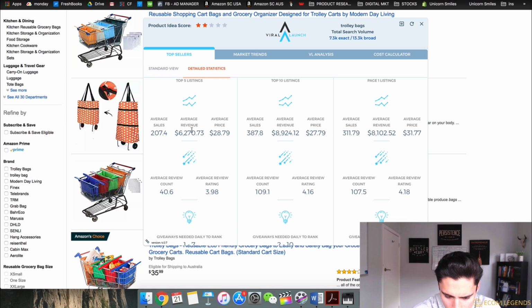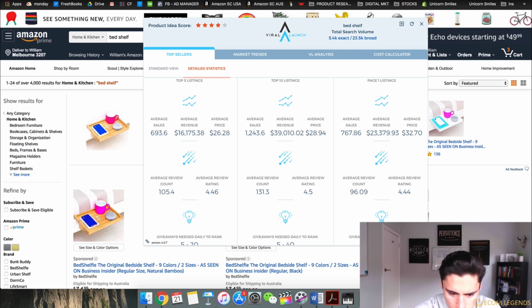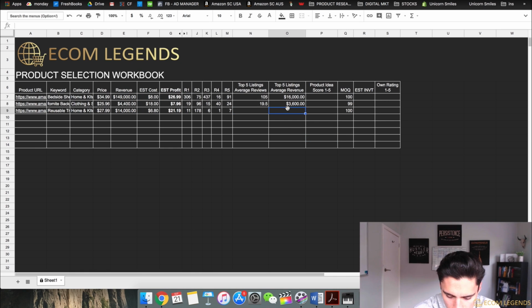So average revenue is 6,200 and average review count is 40. So again, we're able to see that in terms of how much money the market is making as an overall on these ones, we can see that the one that is making the most money is the bedside shelf. And of course, it's got more competition. But like we said, the competition is really not that high. We're able to fit on spot 4 or 2 and be making enough money regardless.